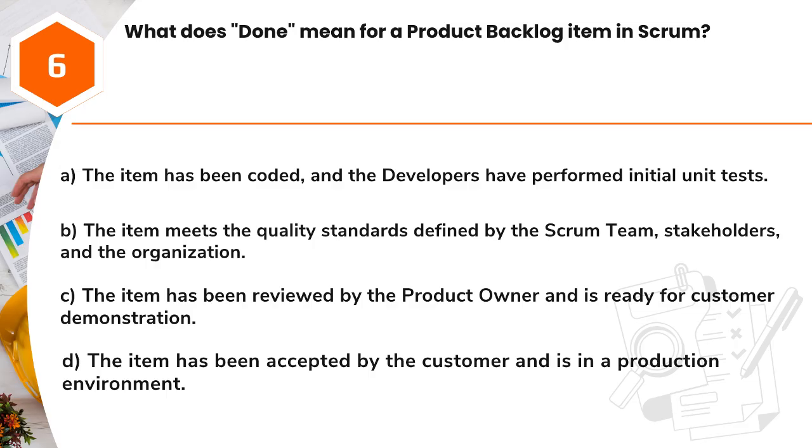Question 6. What does "done" mean for a product backlog item in Scrum? A. The item has been coded, and the developers have performed initial unit tests. B. The item meets the quality standards defined by the Scrum team, stakeholders, and the organization. C. The item has been reviewed by the product owner and is ready for customer demonstration. D. The item has been accepted by the customer and is in a production environment.